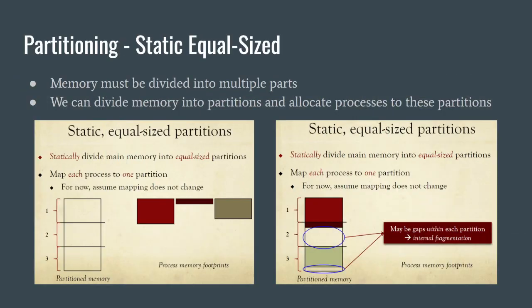So the first method we have is static equal sized. We have 3 equally sized memory partitions within main memory, and we'll just put each one of these process footprints into this equally sized block of memory. You can see here we have huge gaps where we're not going to be able to put anything else, and that's going to be a lot of wasted space.